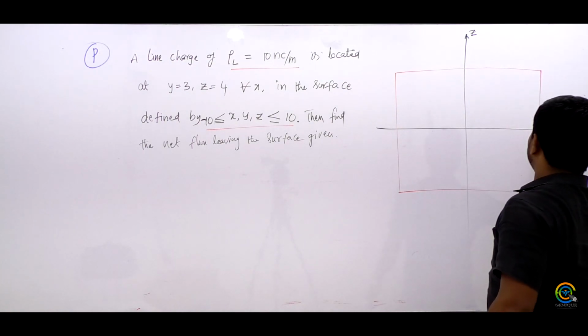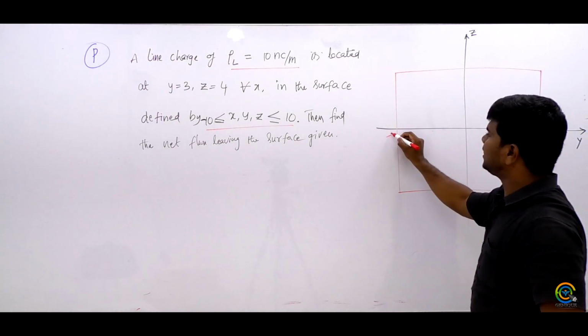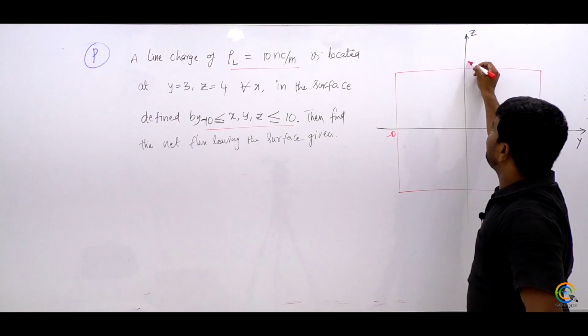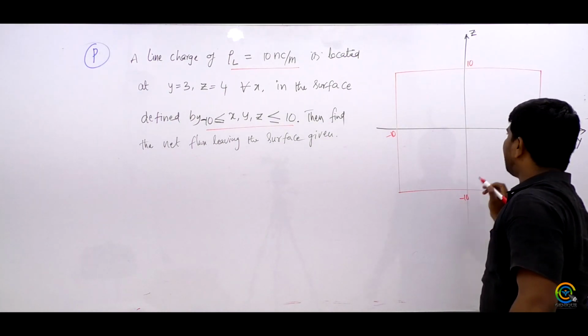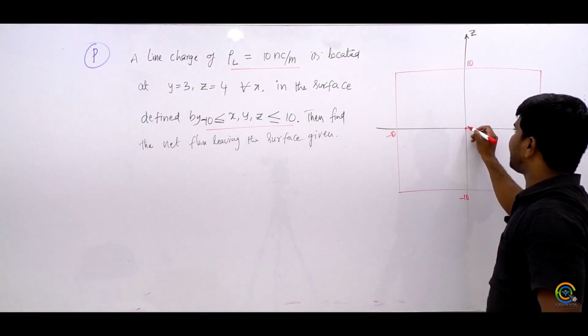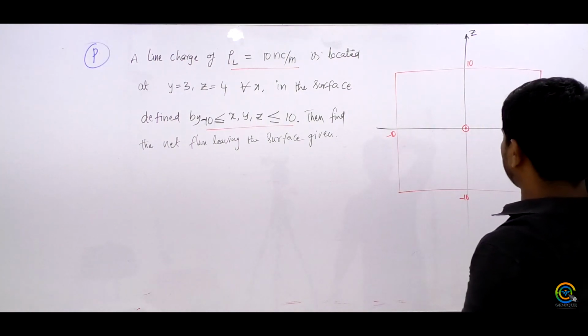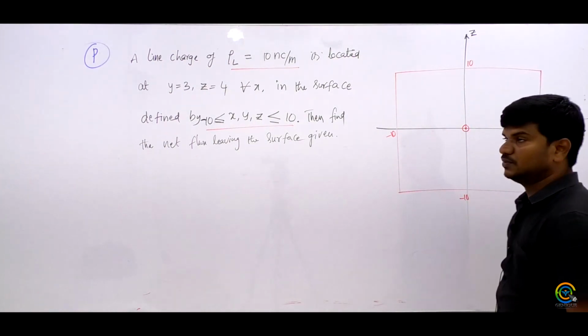Okay. This is plus 10. Y is from minus 10 to plus 10, and z is from minus 10 to plus 10. And x is from, what is x? This is x. X is like this, into the board and out of the board.